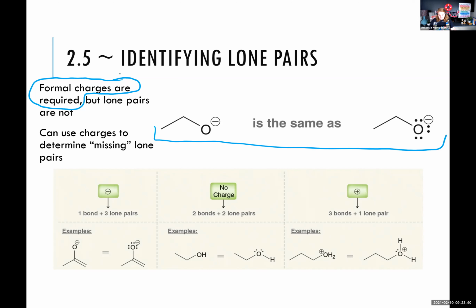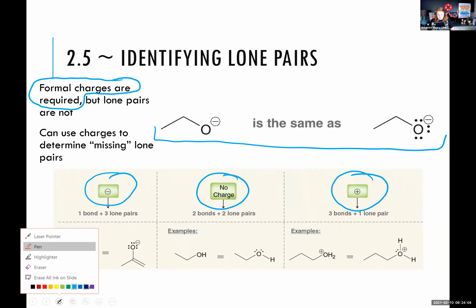The examples down here show oxygen with a negative charge, neutral, and a positive charge, to show us how many lone pairs we would expect to see. And this isn't anything new. This is stuff that we know from general chemistry. It's stuff that was on that first worksheet. It's in the back of the brain somewhere, but it's a good reminder.